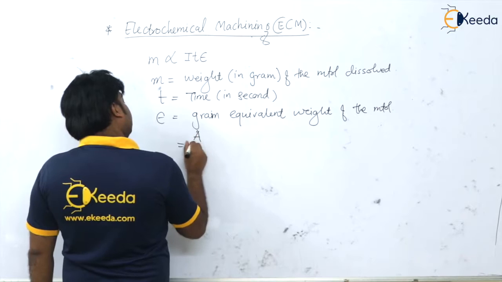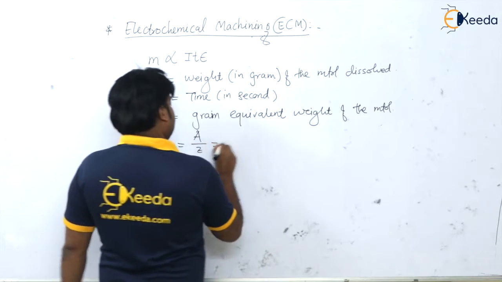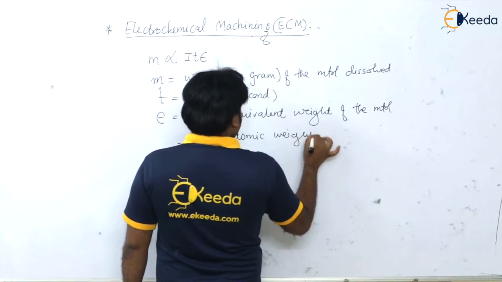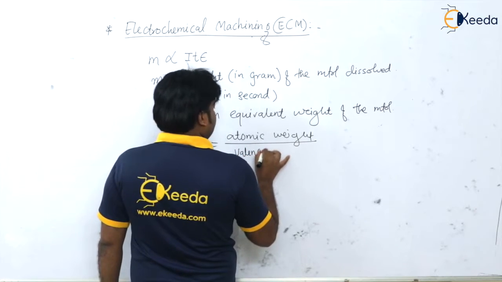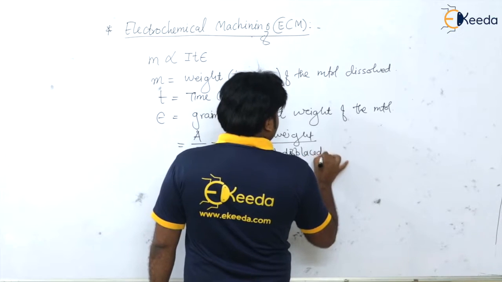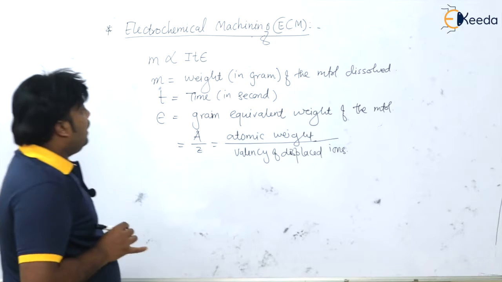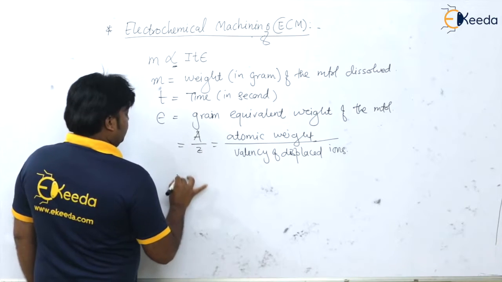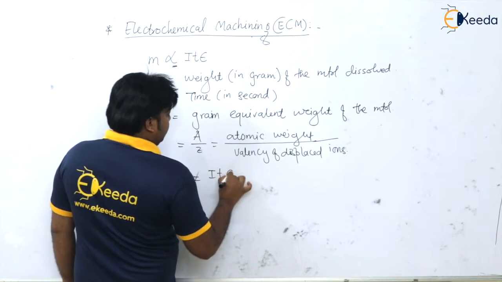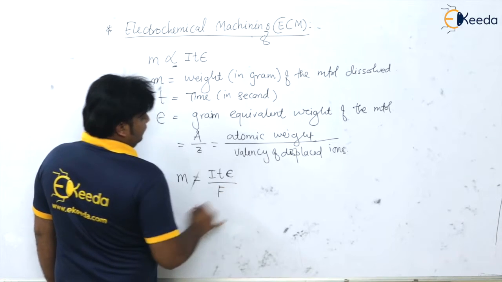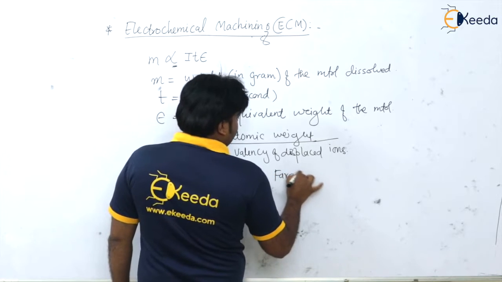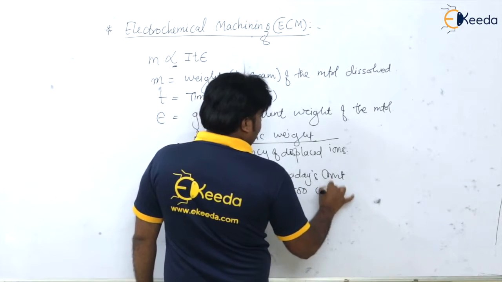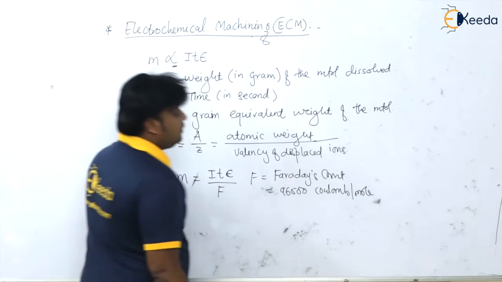which is equal to capital A divided by small z, where A is the gram atomic weight divided by valency of displaced ions. Okay, and here in this Faraday's law we are having this proportionality constant. So if you want to remove it, we have to put this proportionality constant, that is m is equal to I T epsilon divided by capital F, and capital F is the Faraday's constant, whose value we know is 96500 coulomb per mole, isn't it? That we know very well.